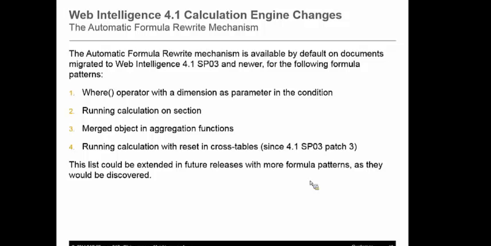And so those 4 patterns so far are a pattern on the where operator using a dimension as a parameter in a condition. We have 2 patterns on running calculation, one on a section, the other one with a reset condition in cross tables, and the third one is on a merge object, the aggregation which is done on a merge object. That's the example I've used in the third category of behavior change. So I'm going to go through these 4 rules now and show you what they do, how they work, and on which version of WebI they are executed.